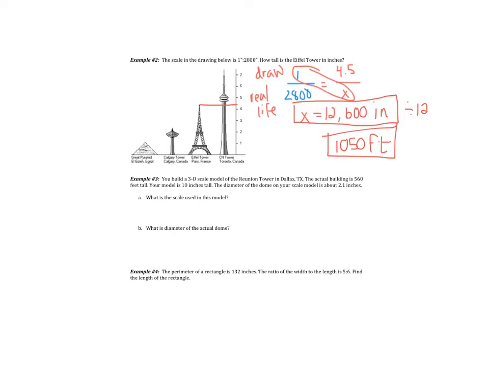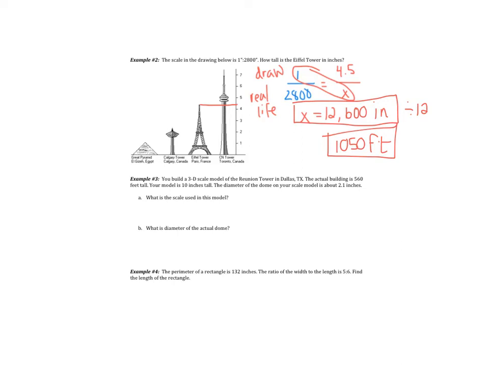Okay, so example number 3, it says you build a 3D scale model of the Reunion Tower in Dallas, Texas. The actual building is 560 feet tall. Your model is 10 inches tall. And then they say that the diameter of the dome on your scale is about 2.1 inches. So diameter would be the distance across a circle if you go through the center. But we'll talk about that more in later chapters.